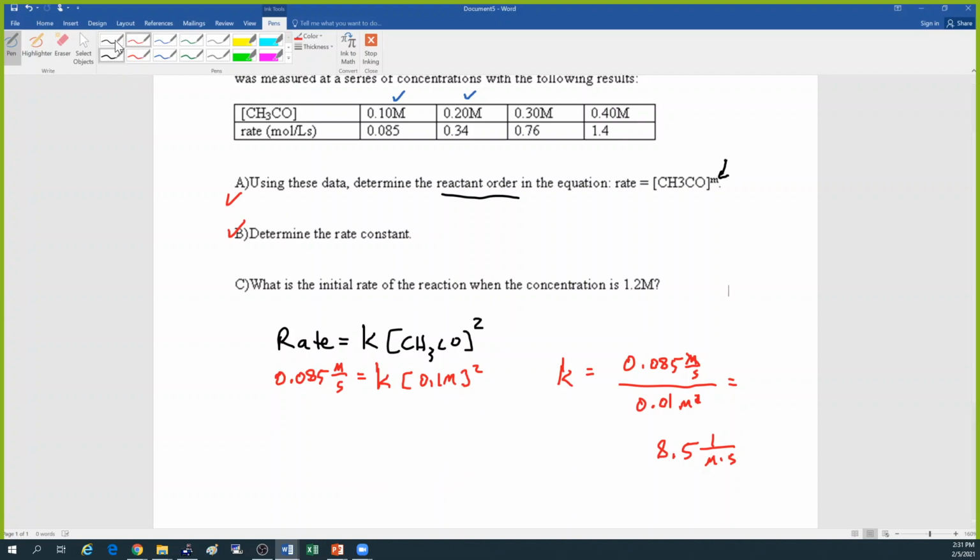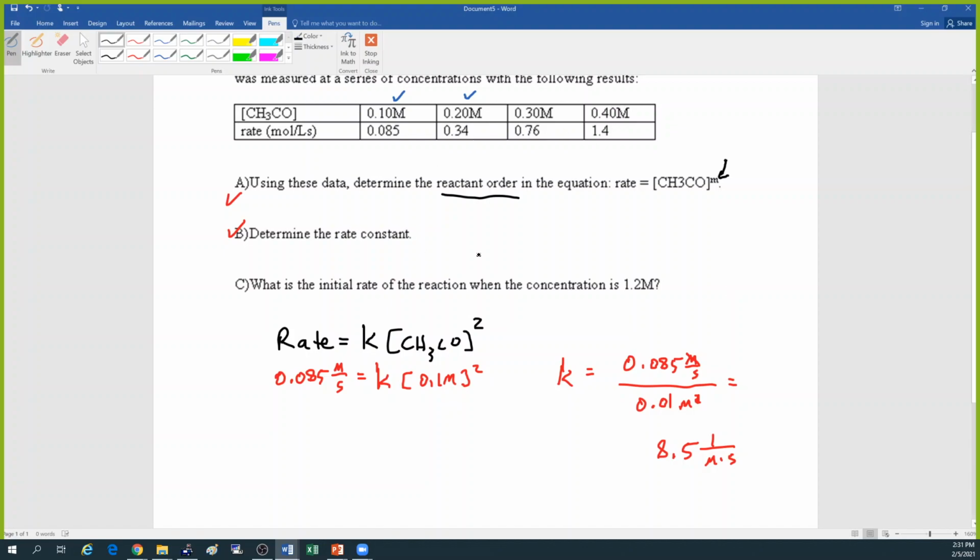For B, do we have to plug in another rate value to check our work, or will it just be the same? No, it'll be within rounding. Especially if it's experimental data, there's going to be some rounding error, or a bit off for experimental error. But no, you don't have to do it more than once, unless it says find the average, and then you have to do all three and average them or whatever. But no, that's it.